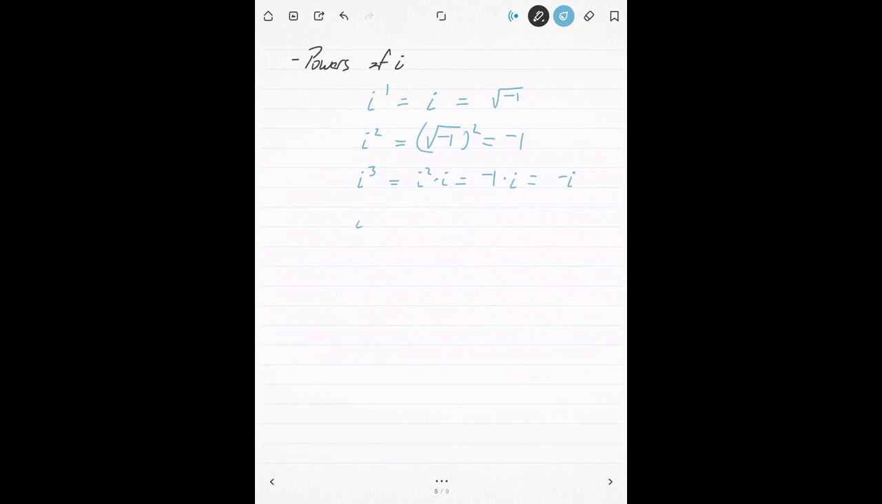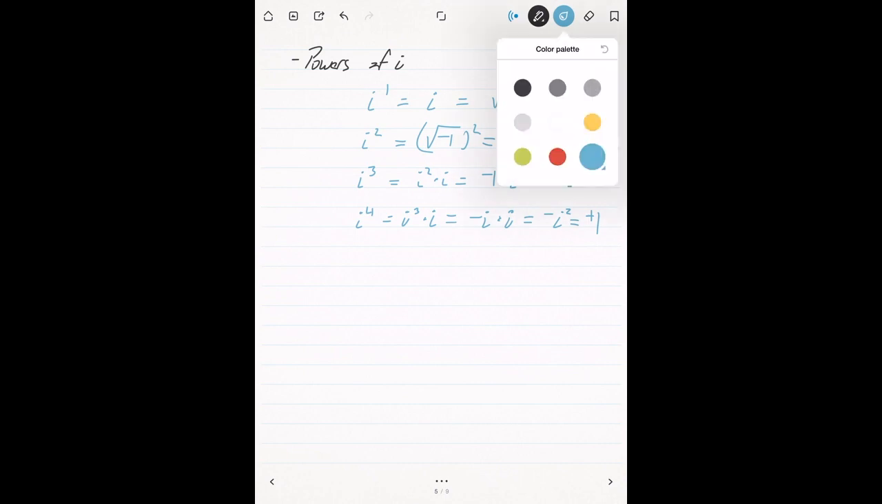Now let's try i to the fourth. Well, that's just the previous term, i cubed, times i. And i cubed was -i times i. So that's -i squared. And i squared is -1. So that's a +1. Take a minute, pause the video, try this out.